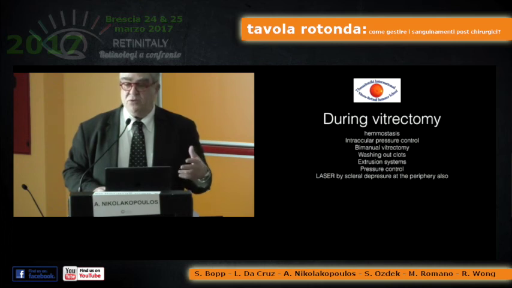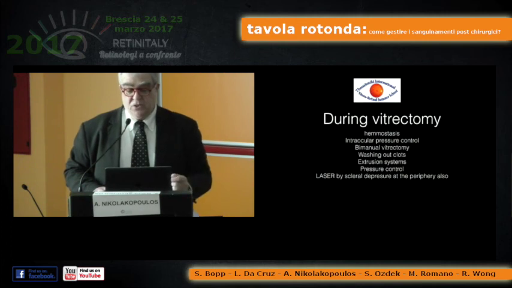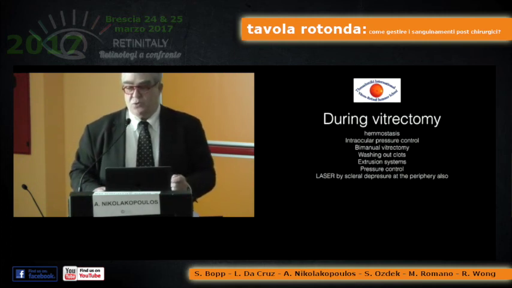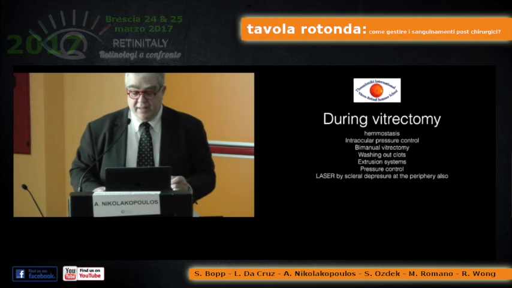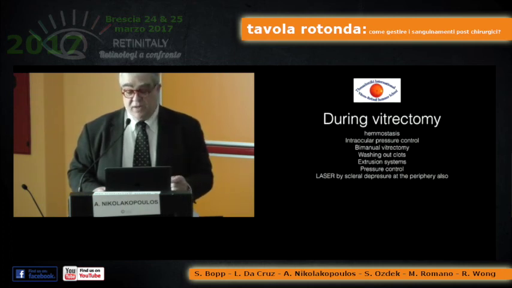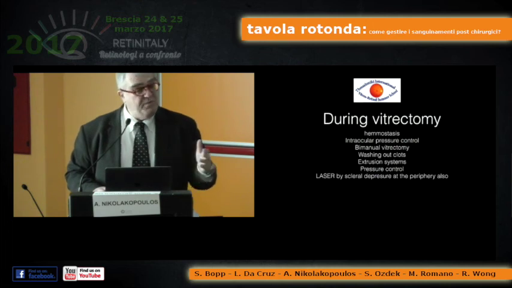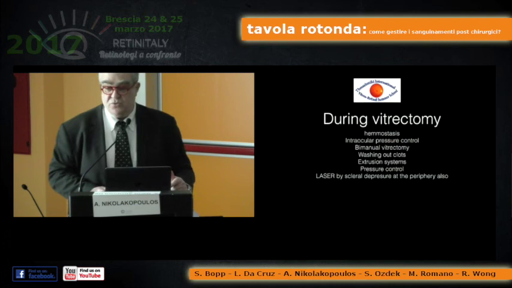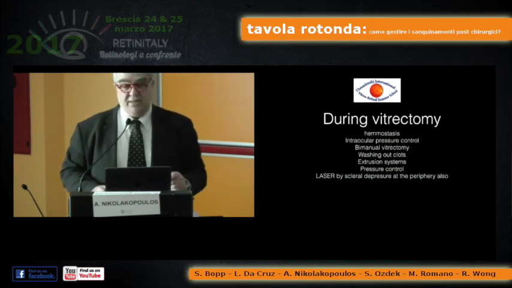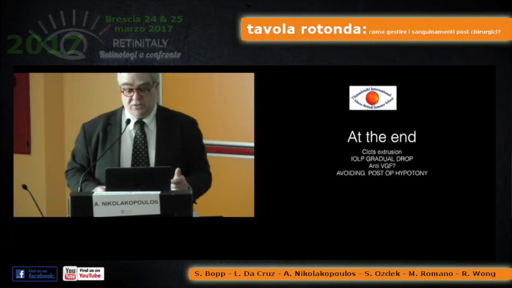Don't wait for the hemorrhage to become a clot, and then it's difficult to remove it. So washing out these clots with an extrusion system, because things now have extrusion system that can help you remove the clots. Don't stop by that. And the other thing is the pressure control I told you before, and laser vascular pressure to the periphery, as Sylvia showed beautifully. It's very important for bimanual surgery in diabetics that you have to do laser to the far periphery, even using scleral pressure.